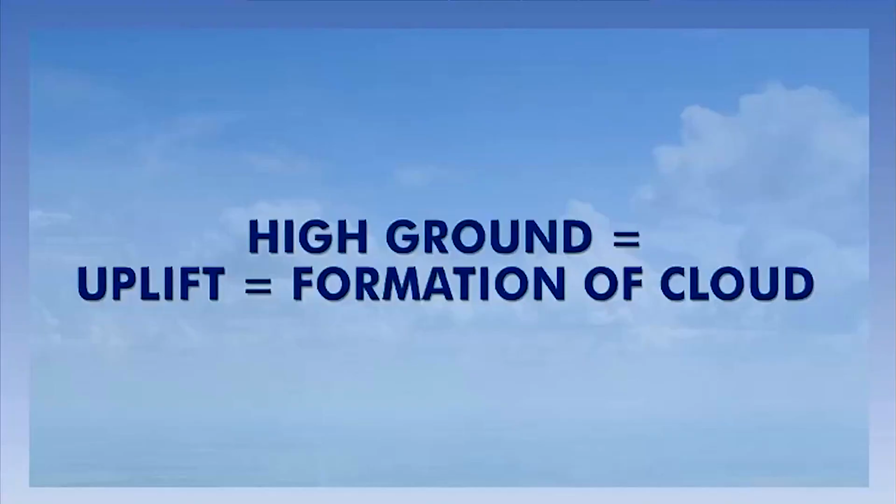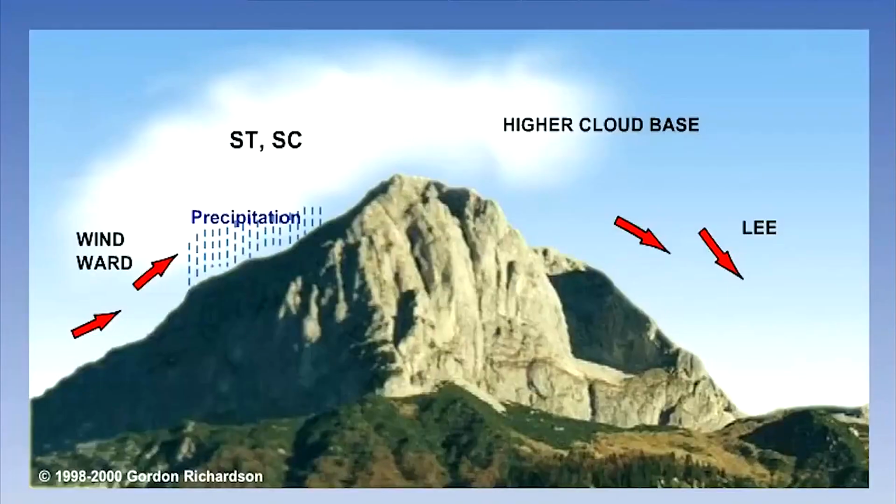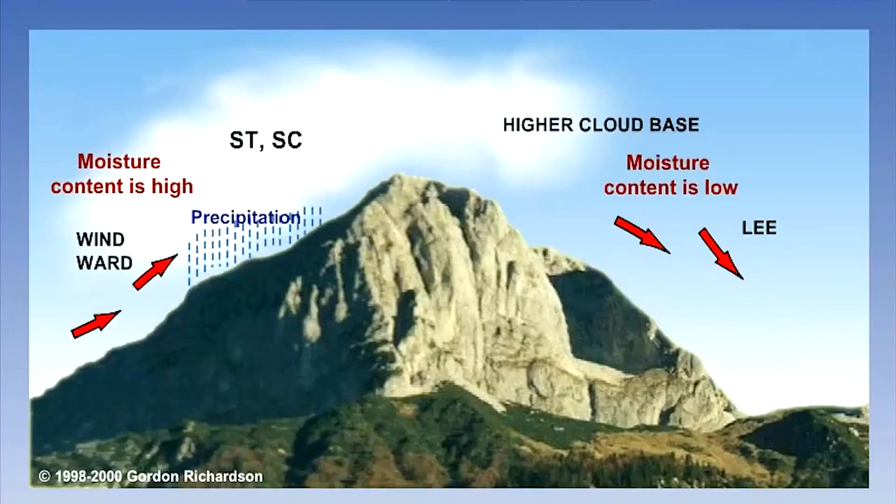There are three main scenarios we shall look at. Firstly, in stable conditions we get a lot of layered cloud forming over the high ground. Notice the lower cloud base on the upwind side of the high ground compared to the downwind side, where the moisture content is less. There may also be enhanced precipitation on the windward slopes.